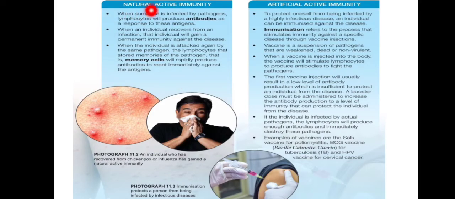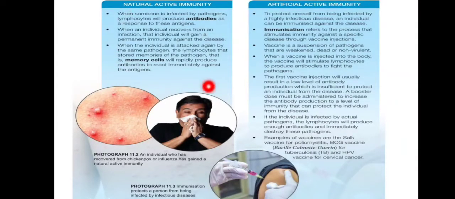For natural active immunity, when someone is infected by pathogens, lymphocytes will produce antibodies as a response to these antigens. When an individual recovers from an infection, that individual will gain a permanent immunity against the disease. When the individual is attacked again by the same pathogen, the lymphocytes that store memories of the pathogen, that is the memory cells, will rapidly produce antibodies to react immediately against the antigen.